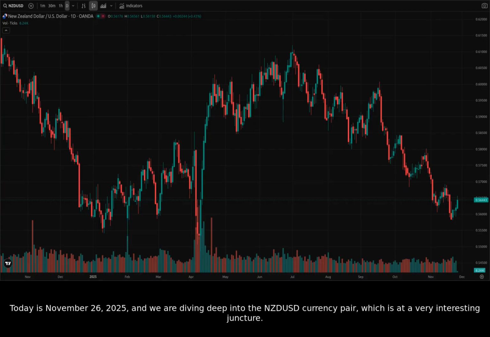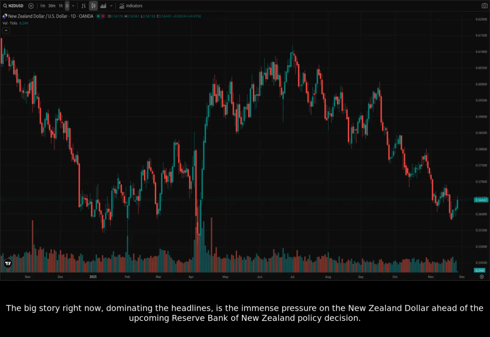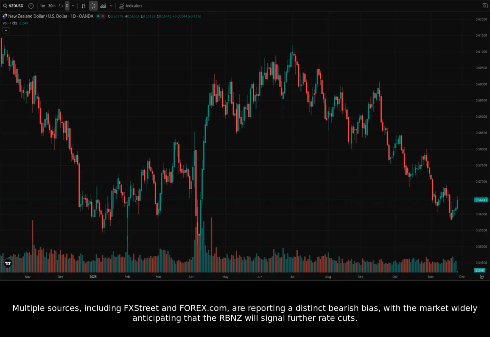Today is November 26th, 2025, and we are diving deep into the NZDUSD currency pair, which is at a very interesting juncture. The big story right now, dominating the headlines, is the immense pressure on the New Zealand dollar ahead of the upcoming Reserve Bank of New Zealand policy decision. Multiple sources, including FX Street and Forex.com, are reporting a distinct bearish bias, with the market widely anticipating that the RBNZ will signal further rate cuts.